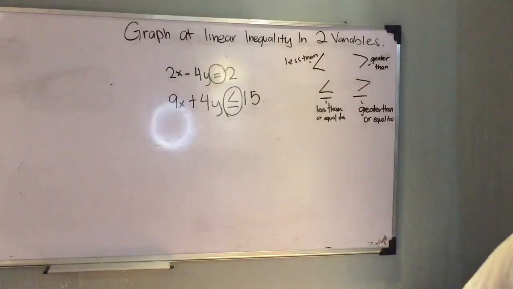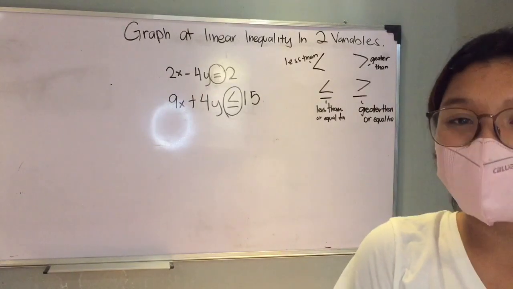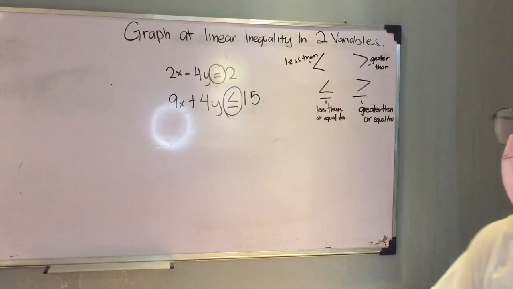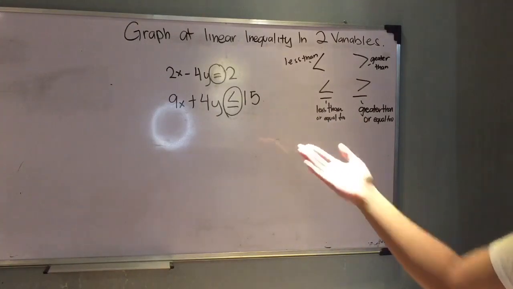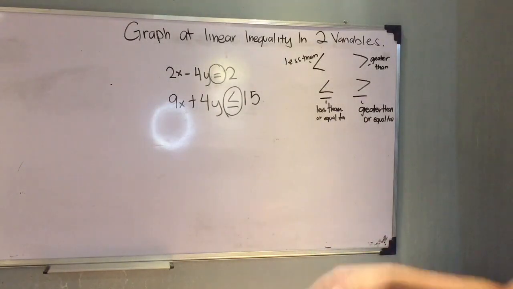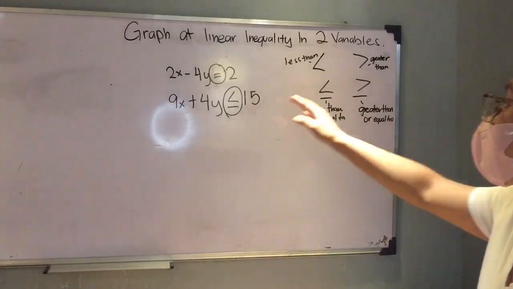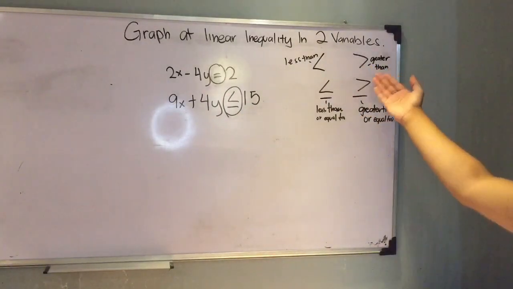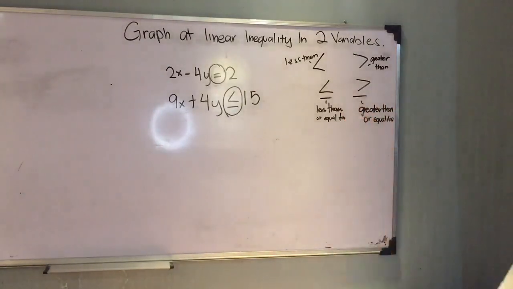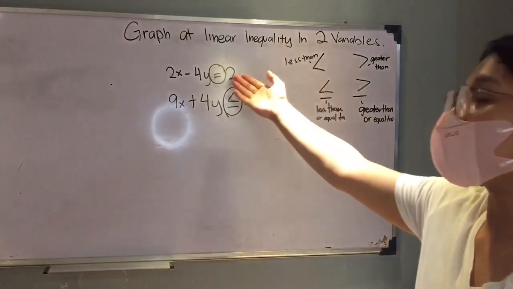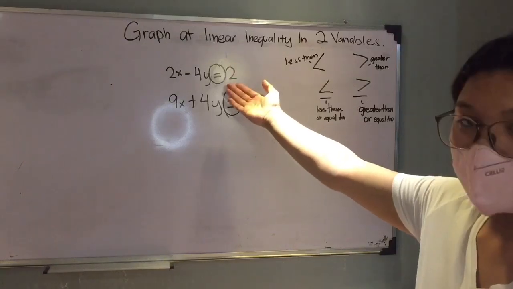But before discussing this topic, I would like to teach you how to determine if our problem is a linear inequality or a linear equation. In a linear inequality, the signs that we'll be using are less than, greater than, less than or equal to, and greater than or equal to. But in a linear equation, the only sign that we'll be using is the equal sign.